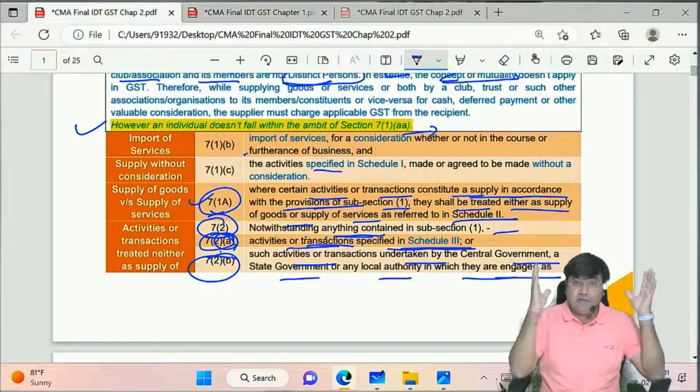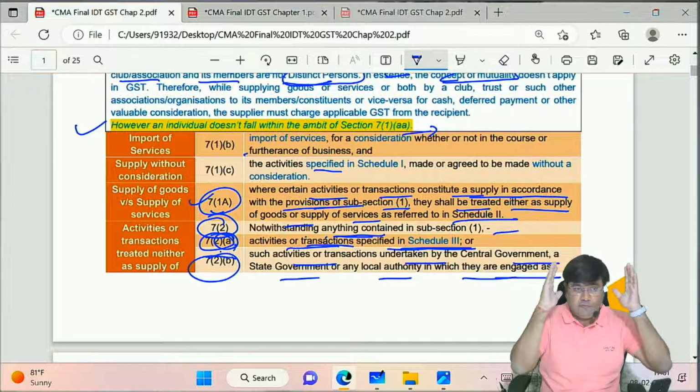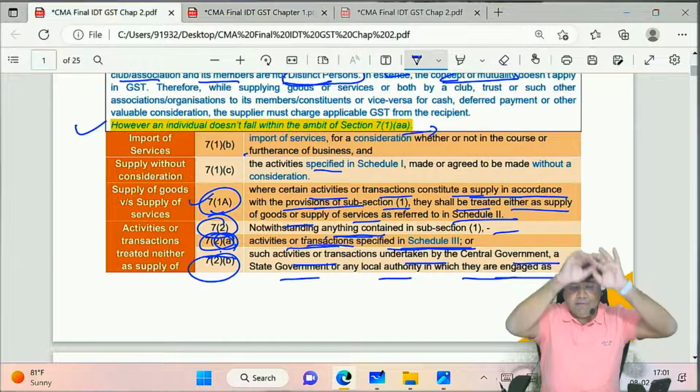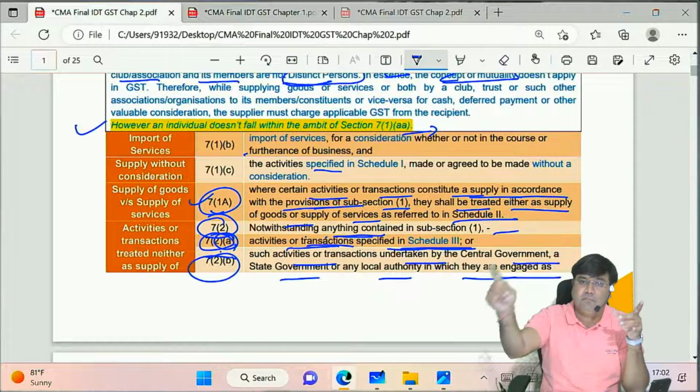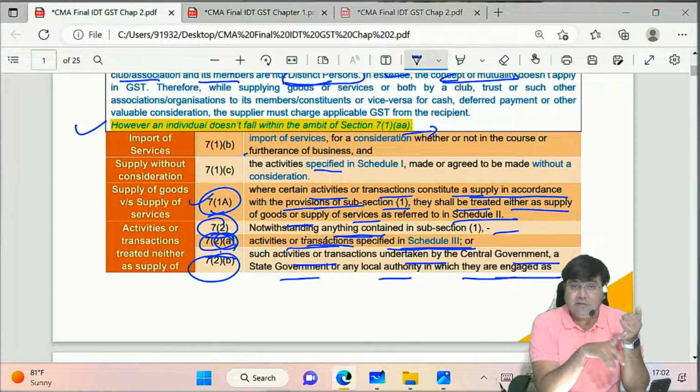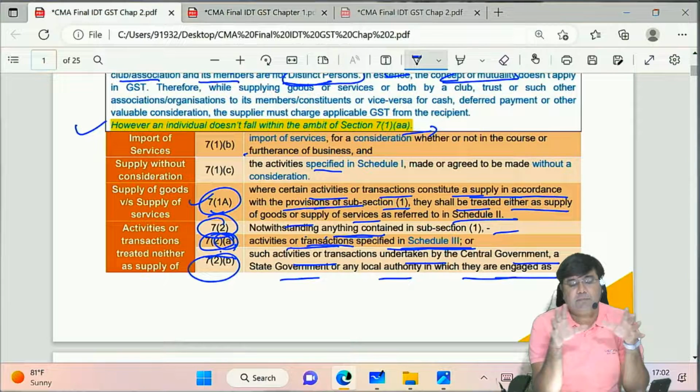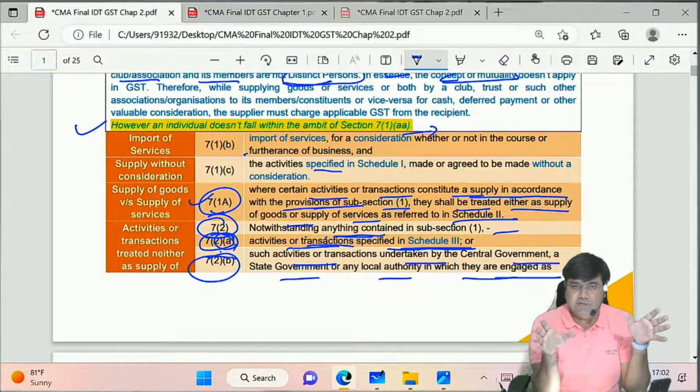So according to section 7 subsection 1, you finalize, you determine that it is supply. Please see section 7 subsection 2. If it is listed in schedule 3, then neither supply of goods nor supply of services, or if it is notified by the government, then it is neither supply of goods nor supply of services, not subject to GST.